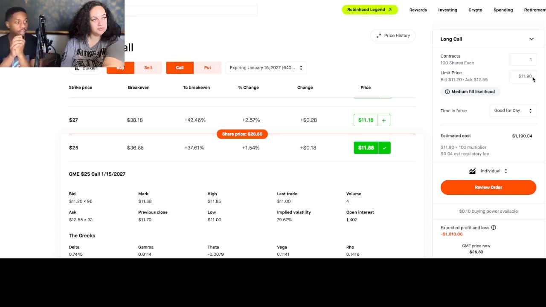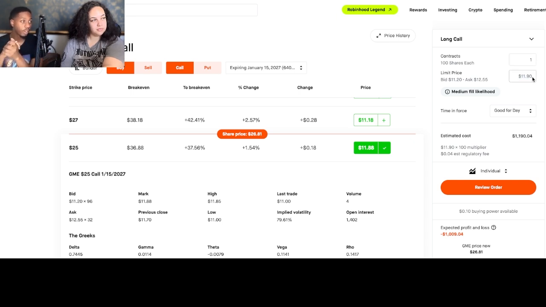And that's not guaranteed to fill if someone doesn't want to give us that contract for that price. But if you always add more capital into it, you're guaranteed to get a price. So if we go above $11.88, we put in like $11.95, we are going to get an order in for that.